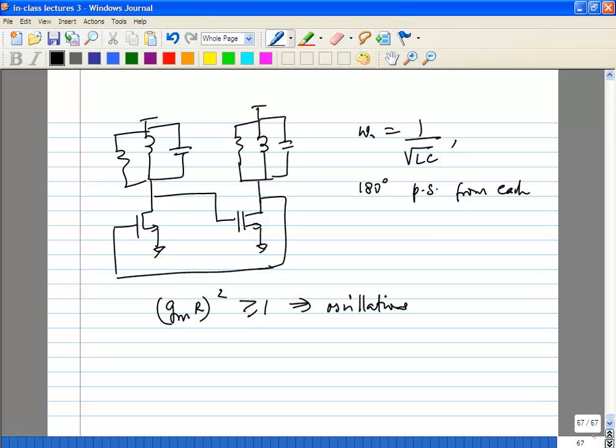So the first one, omega naught equals 1 over root LC, 360 degree phase shift, takes care of the angle, the phase portion. The magnitude portion, (Gm R) whole squared, should be greater than or equal to 1. The greater than comes from startup conditions. The equal to 1 comes from your basic condition for oscillation.